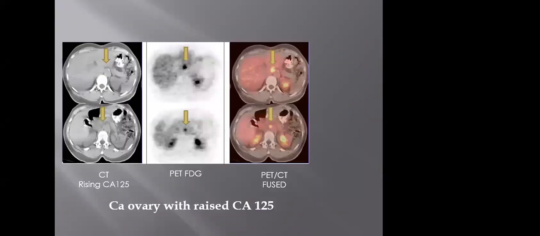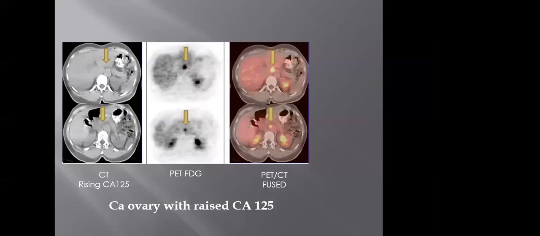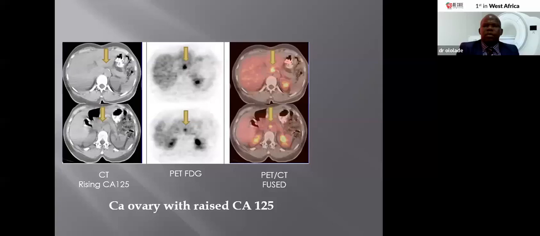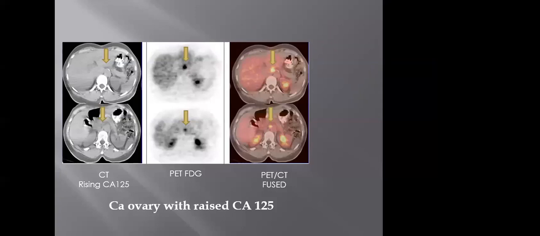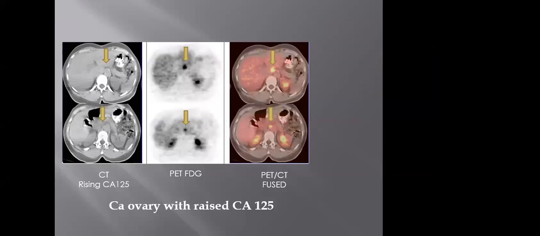So there is definitely a big role when you have cases where the patient is on follow-up with tumor marker levels, and if there is any deviation in the tumor marker levels from the expected route, then a PET scan is the modality of choice. This is another case to highlight the same thing. It was a CA ovary with raised CA 125 levels. Patient came to us and we could pick up that the disease which was there before has progressed further. Next slide, please.